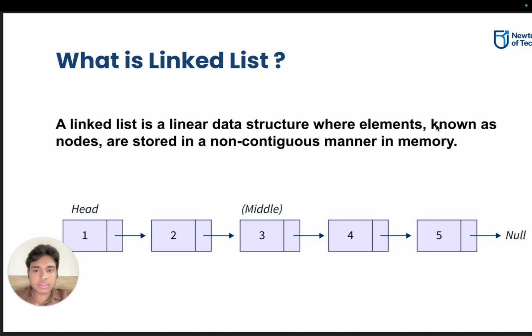Here it is written, a linked list is a linear data structure where elements known as nodes are stored in a non-continuous manner in memory. So a linked list has two things, like head. Okay, so I will explain in simple terms. A linked list is a linear data structure where elements, called nodes, are stored in memory, unlike an array. So you can see here the first element of the list is called the head, and the last one, after 5, is null.